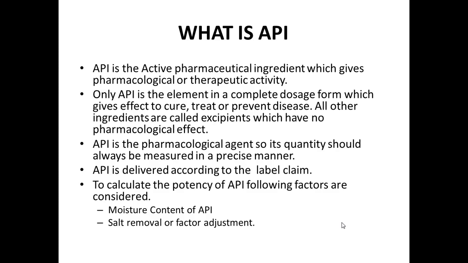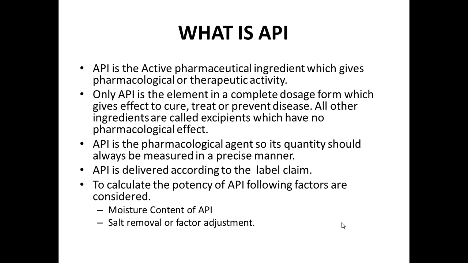So first of all, I want to explain what is API. API is active pharmaceutical ingredient which gives pharmacological or therapeutic activity. Only API is the element in a complete dosage form which gives the effect to cure, treat, or prevent disease. All other ingredients are called excipients which have no pharmacological effect. API is a pharmacological agent, so its quantity should always be measured in a precise manner. API is delivered according to the label claim.